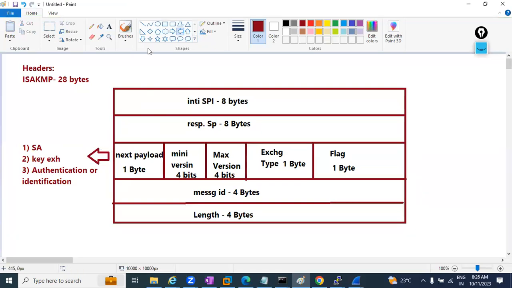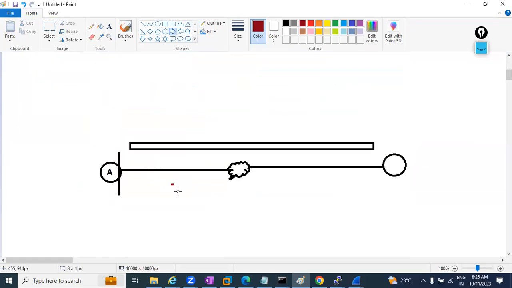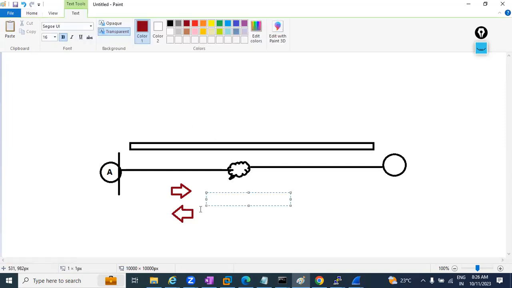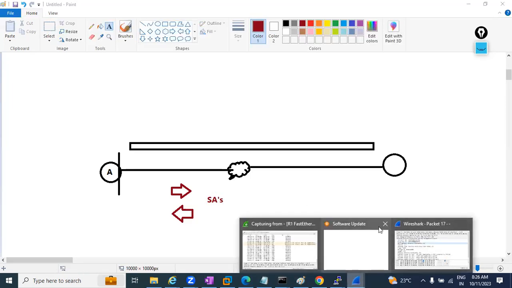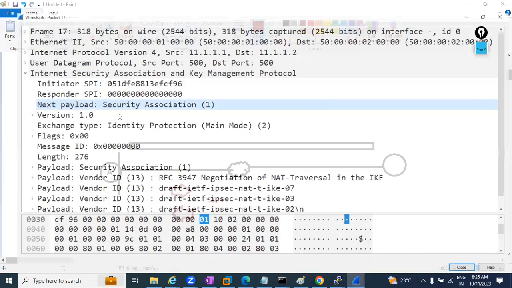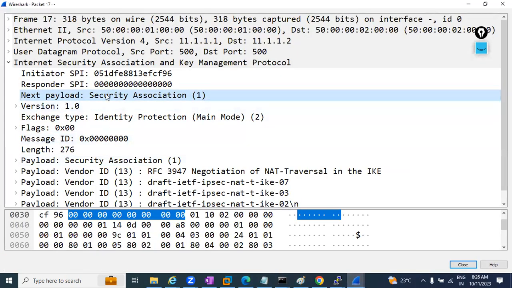So what are the possibilities? In the first and second message, what are we going to exchange here? Yes, sir, SAs. We are going to exchange SAs here. And as you can see in this message, the next payload is security association. So first and second message.